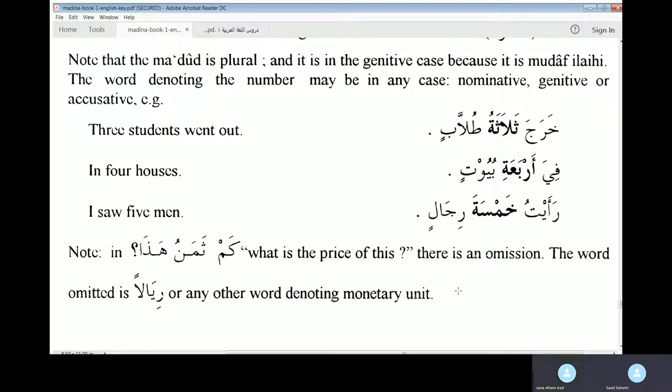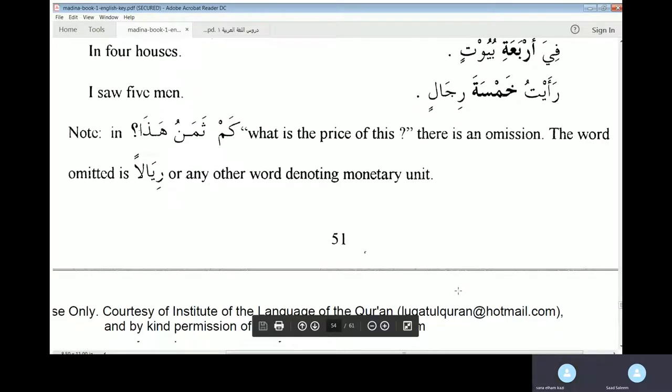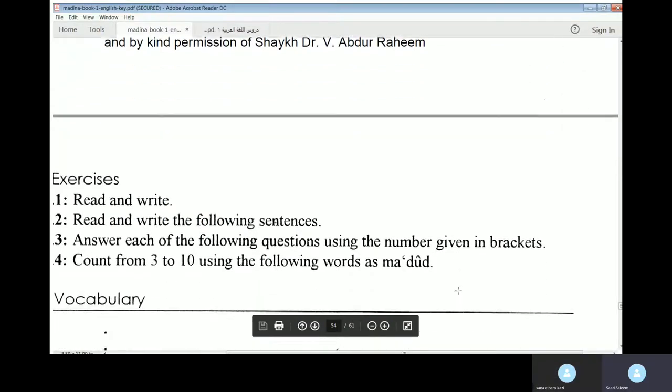Tell me counting from 1 to 10. Start counting. Wahid, ithnan, thalatha, arba'a, khamsa, sitta. I think sitta is six. Then sab'a, thamaniya, tis'a, ashara. Okay. So we'll learn more about it in the lesson, inshallah.